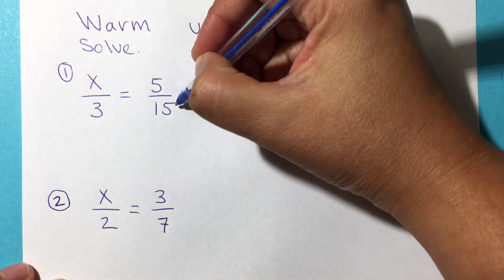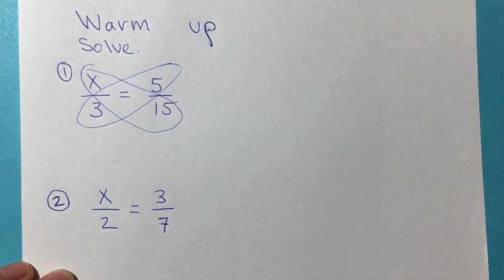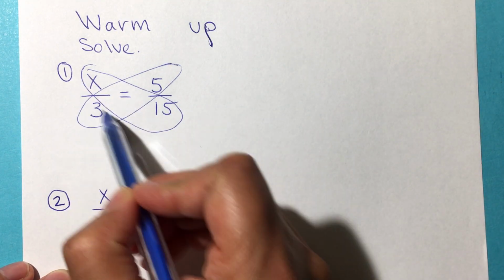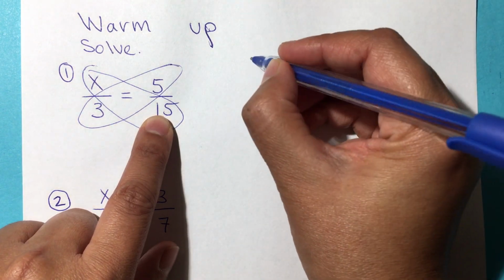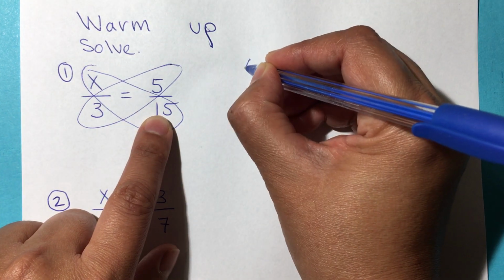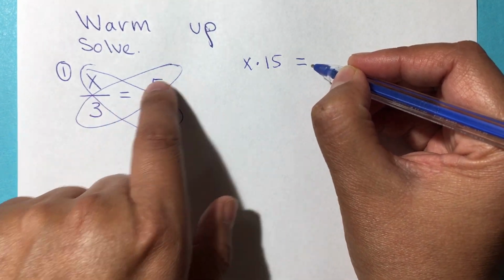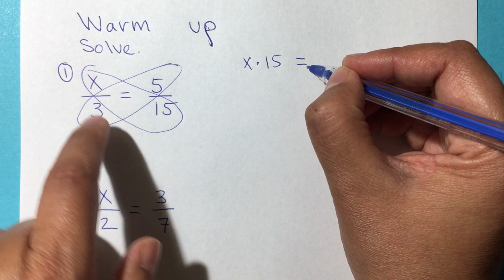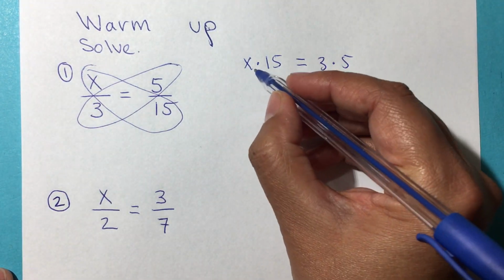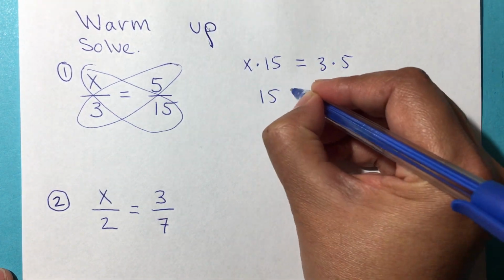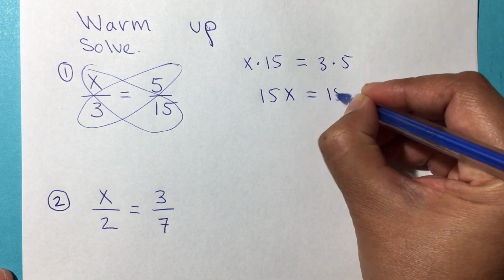So to solve a proportion, what you have to do is do cross multiplication, or some people call it the butterfly because you have two wings. And so what you do is multiply these two numbers. So x times 15, and that's going to be equal to the other wing of the butterfly. So each wing is multiplied, 3 times 5. And so x times 15 is 15x equals 3 times 5 is 15.